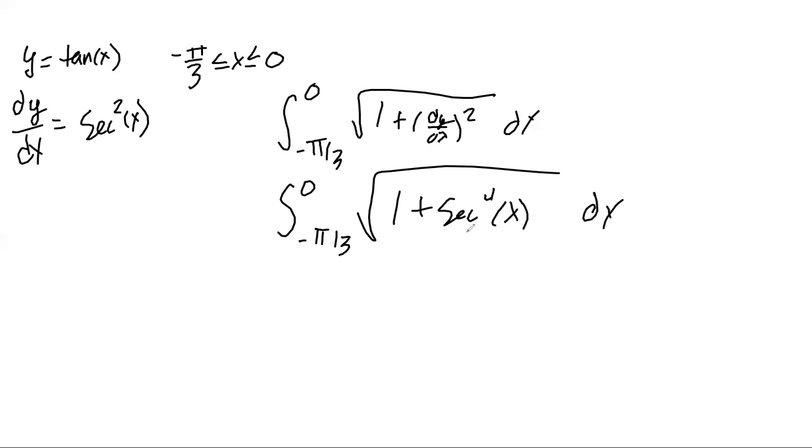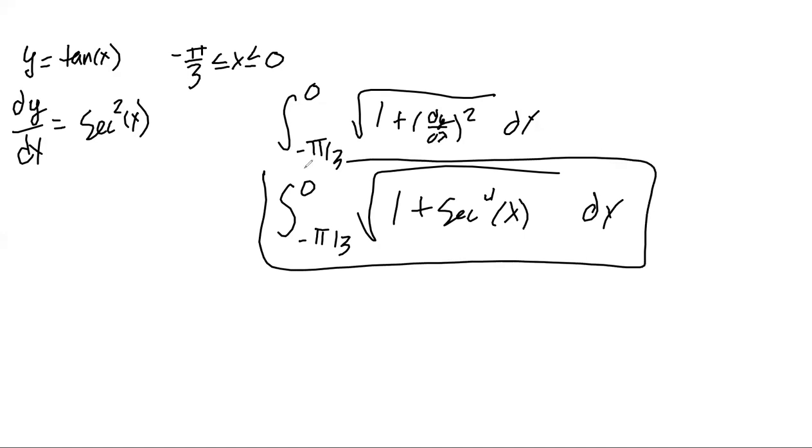We don't really know what the antiderivative of this is. We don't have the machinery or knowledge to do this right now. So just leave it there. This is the setup of how we would find the arc length of the tangent function from negative pi over 3 to 0.